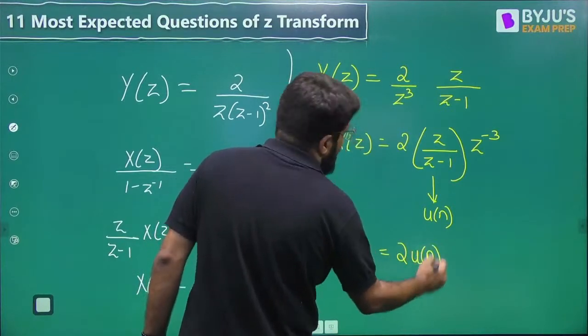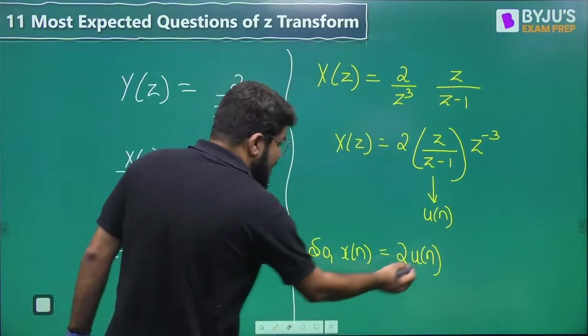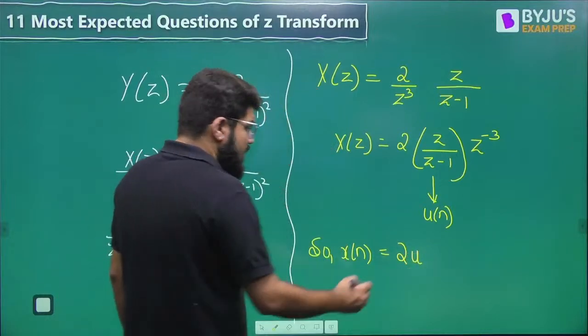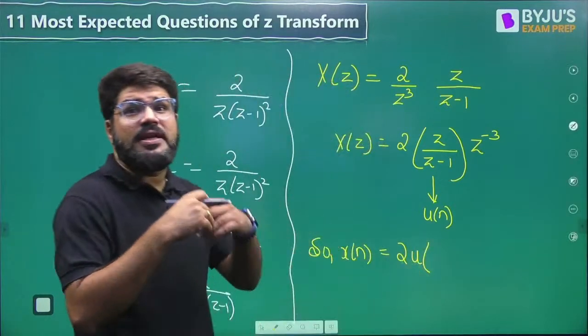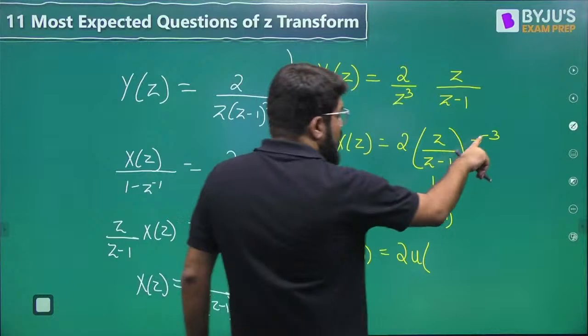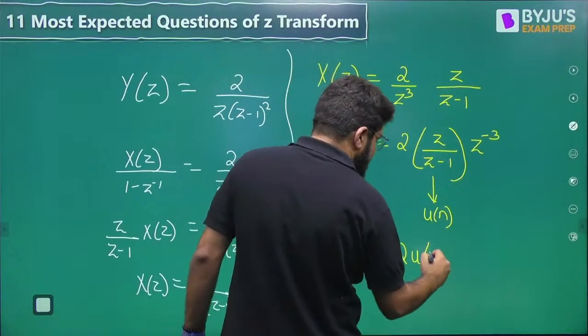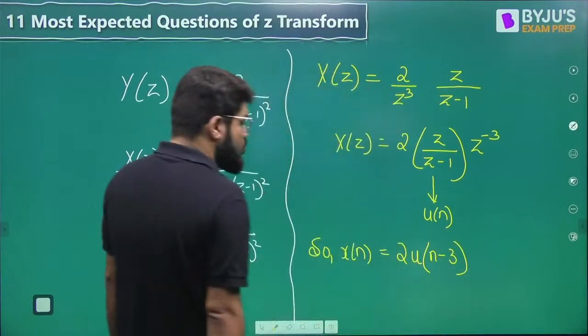2u[n]? No, there is z power minus 3, and z raised to the power minus k comes from the time shifting property. So how much time shifting? n minus 3, right shifting by n minus 3. So the answer is 2u[n minus 3].